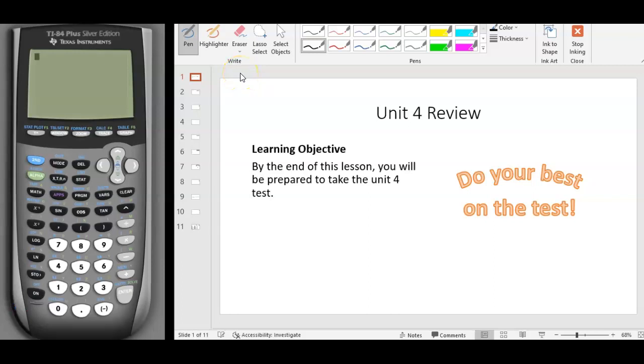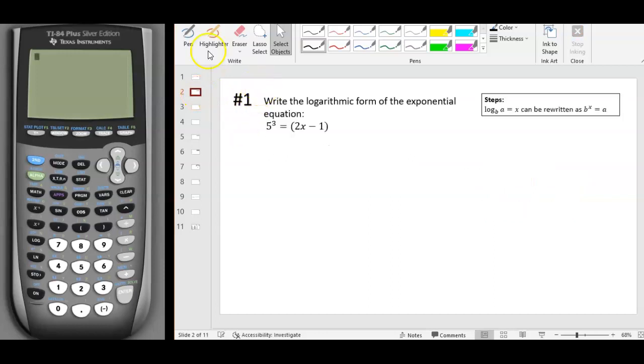So in this video, we're going to talk about the problems that are in the Unit 4 test review. So in this first question, it wants us to write this problem in logarithmic form. Remember that we have this property: if we have log base b of a equals x, remember that we can rewrite this in exponential form as b to the x equals a.